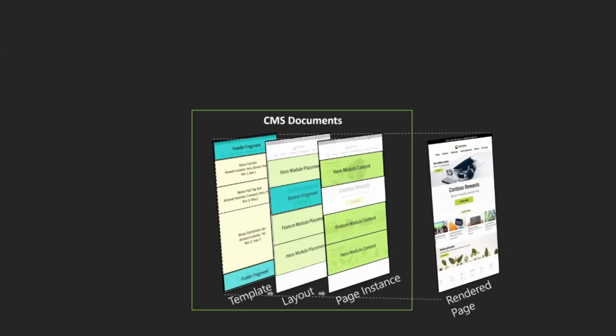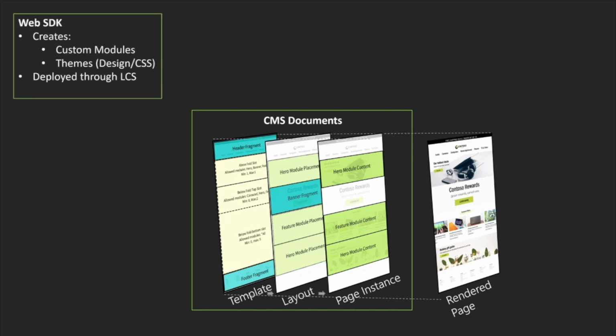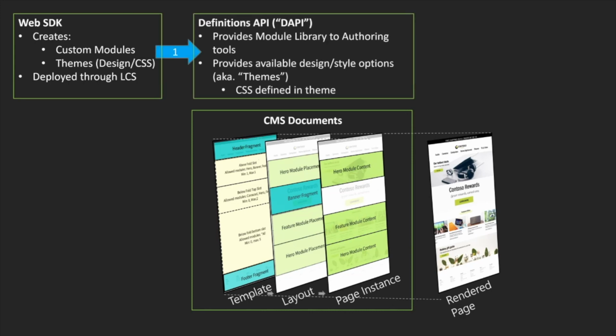And the way that works is that every single module, including the ones that we ship natively, started their life using our web SDK. So the web SDK is where you define these module types, how they can be authored, and what can be authored within them. And then once they've been developed using common React JavaScript skills, they get deployed through LCS and become part of what we call our definitions API. And this is what essentially gives the set of module choices to Site Builder.